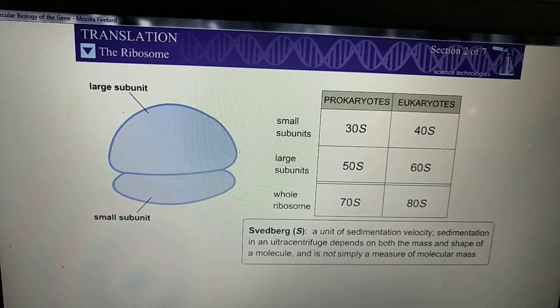Ribosomes are similar in structure in prokaryotes and eukaryotes, although the overall size of the ribosome is smaller in prokaryotes. Ribosomal subunits are named by their Svedberg coefficients, a measure of their sedimentation rate when subjected to centrifugal force.